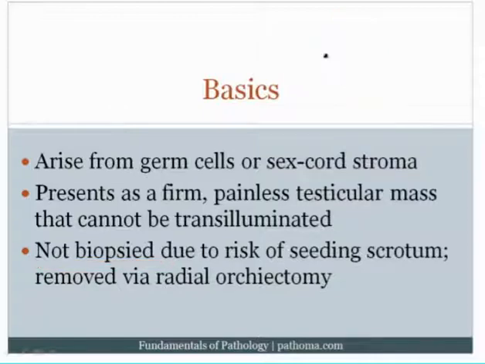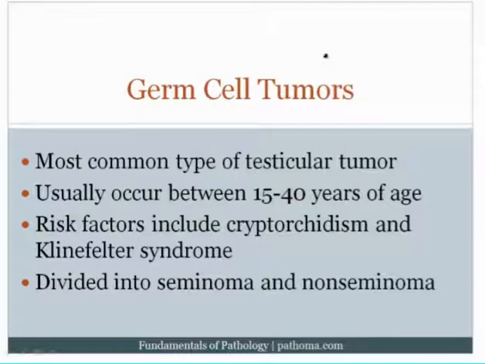The second reason why we don't biopsy testicular tumors is that the vast majority of testicular tumors are actually germ cell tumors. In fact, greater than 95% of testicular tumors are germ cell tumors, and germ cell tumors are all malignant. So for all practical purposes, the vast majority of testicular tumors are malignant. Germ cell tumors, as I just mentioned, are the most common type, greater than 95% of testicular tumors. They usually occur between the ages of 15 to 40. Risk factors include cryptorchidism, or an undescended testicle, and Klinefelter syndrome.